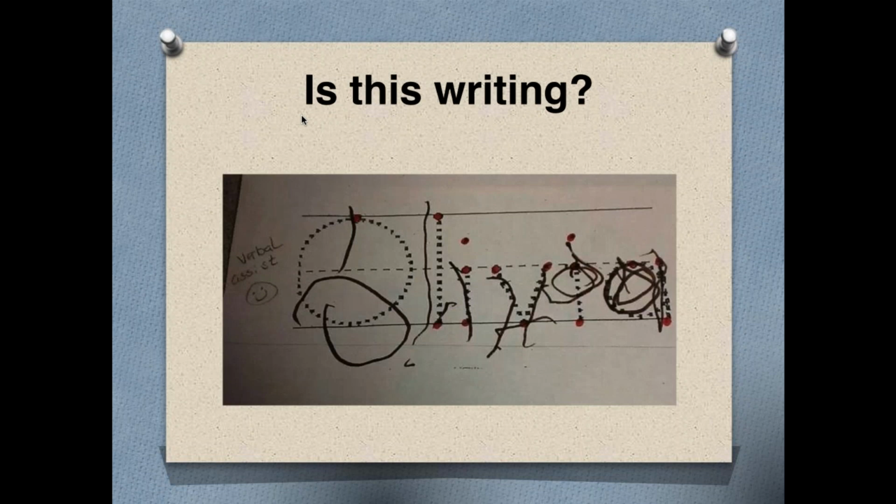How about this? It's definitely recognizable. Is this writing? And I think I've already given the answer away, but no, this is tracing. You can trace something, just like you can trace a shape. You can trace a name without having any cognitive idea that the shapes that you're tracing are actually letters and that the letters come together in a specific pattern to form your name.